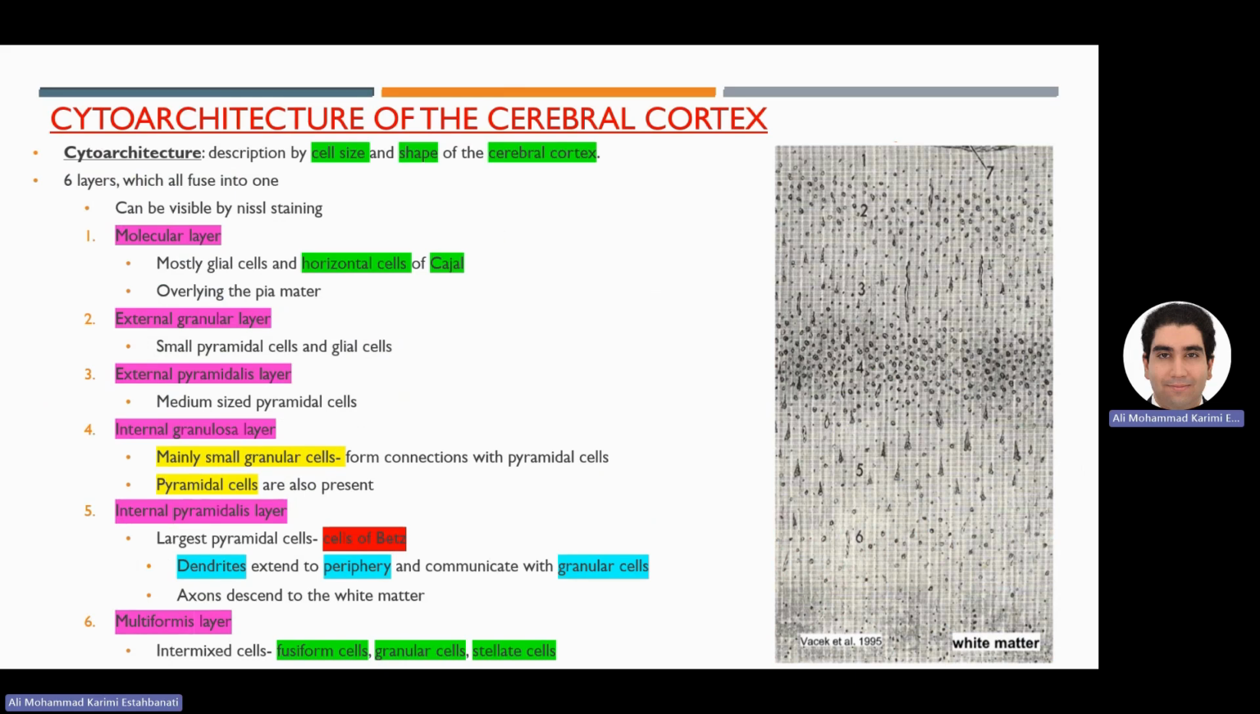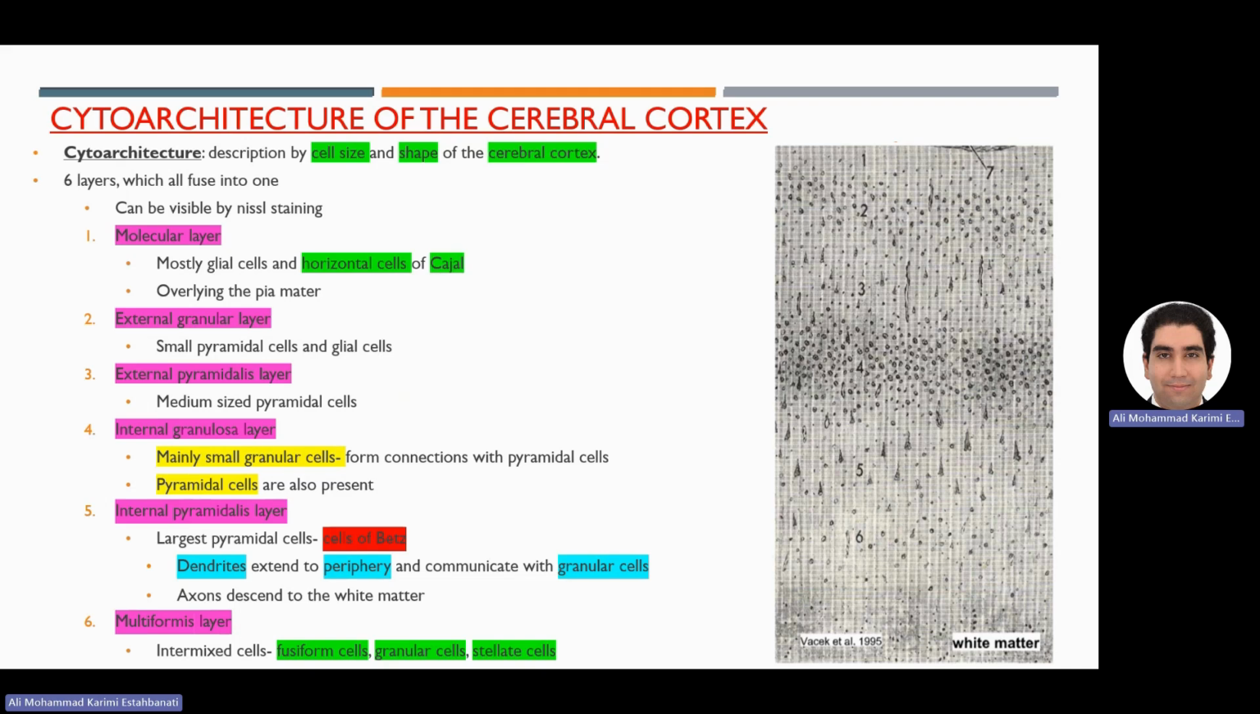Now, next, we will have the two divisions that we talked about, the cytoarchitecture and myeloarchitecture. The cytoarchitecture is basically a division in the cerebral cortex based on the shape and the size of cells in that area. And as we already talked about, because there are a lot of ribosomes in that area and a lot of ER in the endoplasmic reticulum, they're together called the Nissl bodies, and Nissl bodies can easily be stained with Nissl staining.